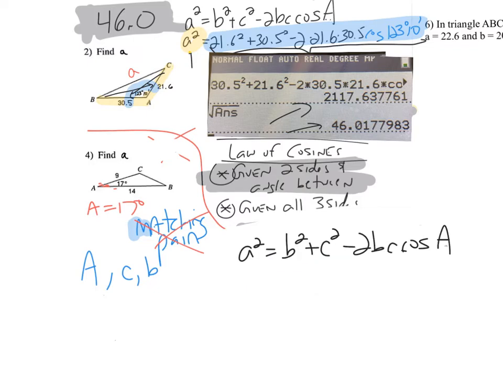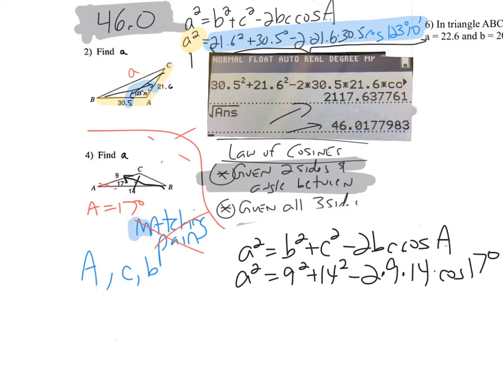So now we're going to substitute in. We have A squared equals B squared, so that's 9 squared, plus C squared, so that's 14 squared, minus 2 times 9 times 14, times the cosine of angle A, which was the cosine of 17 degrees.